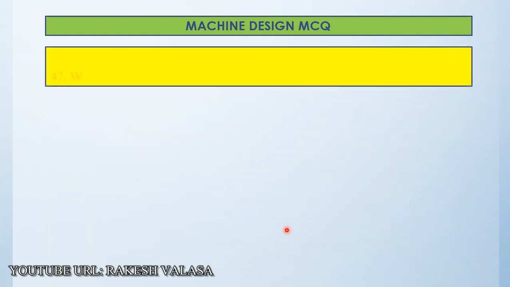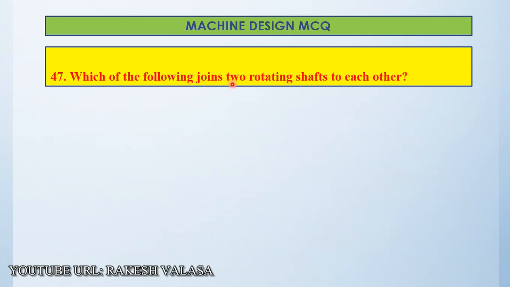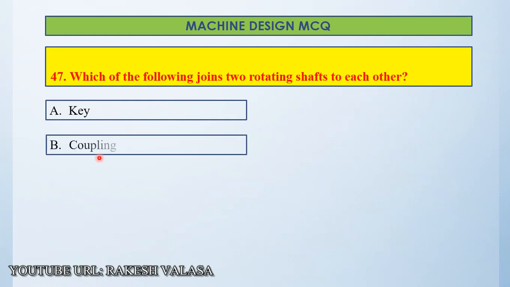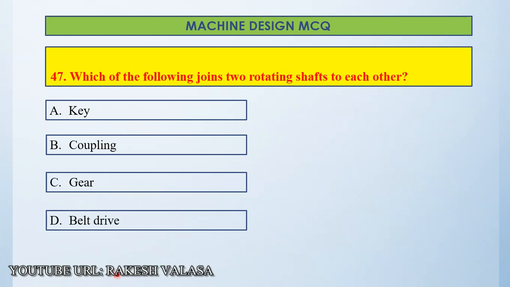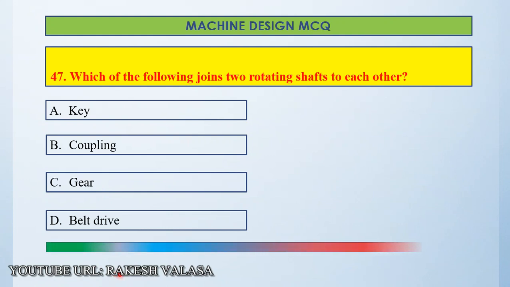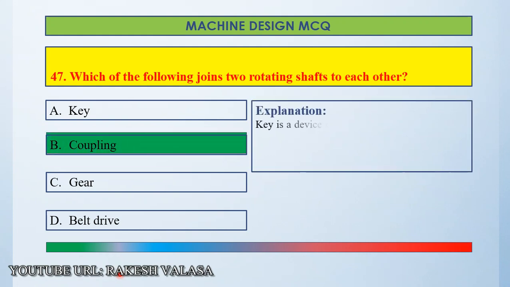Question number 47. Which of the following joins two rotating shafts to each other? Option A key, option B coupling, option C gear, option D belt drive. The correct answer is coupling. Let us see the explanation.